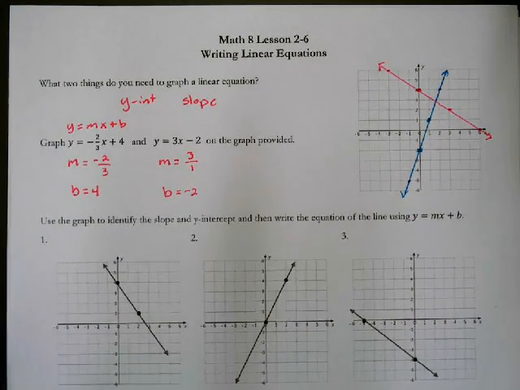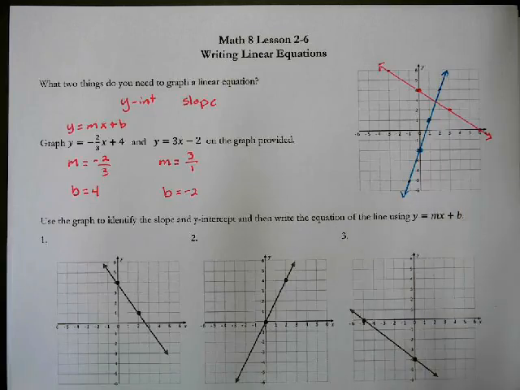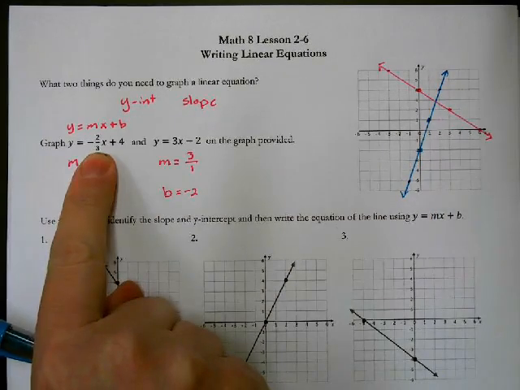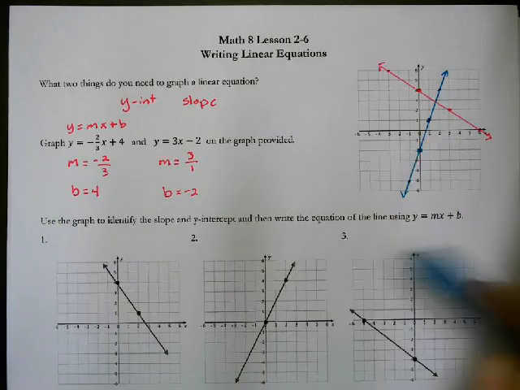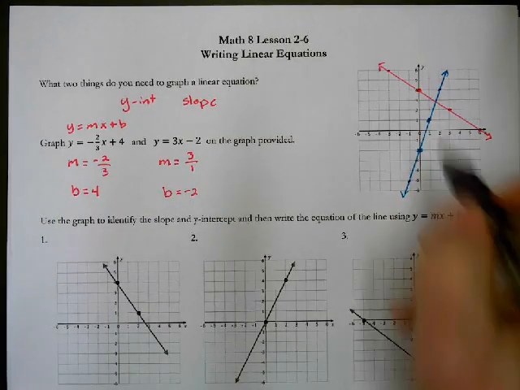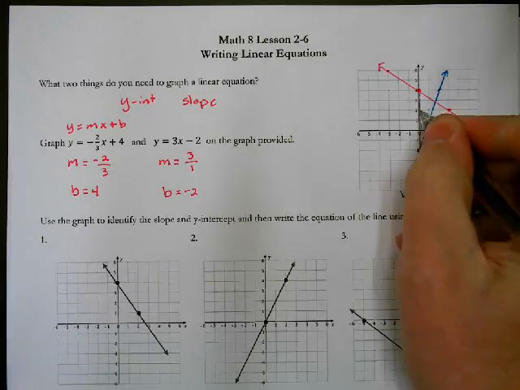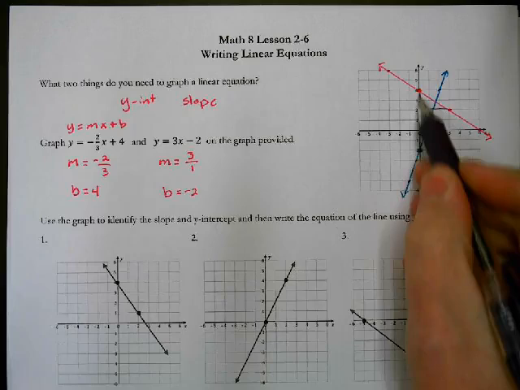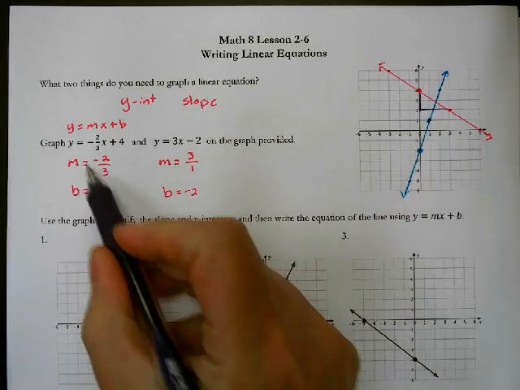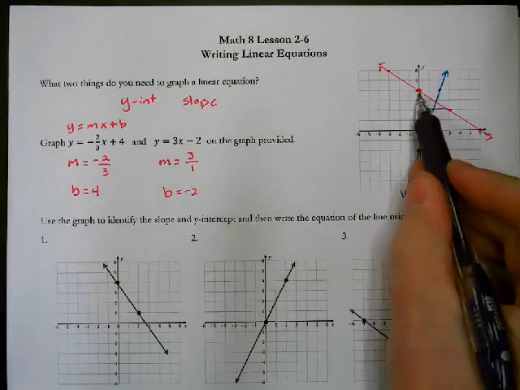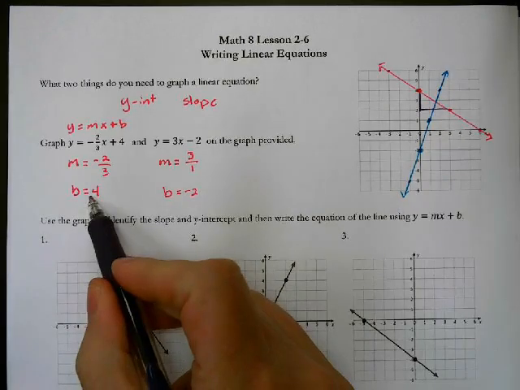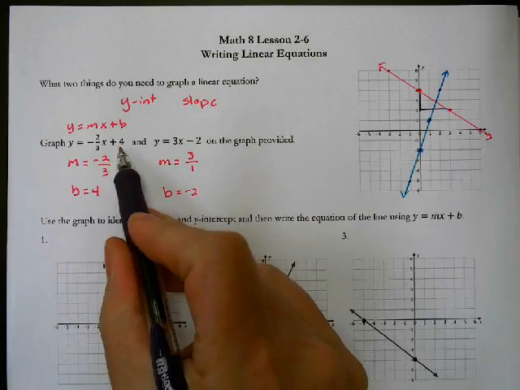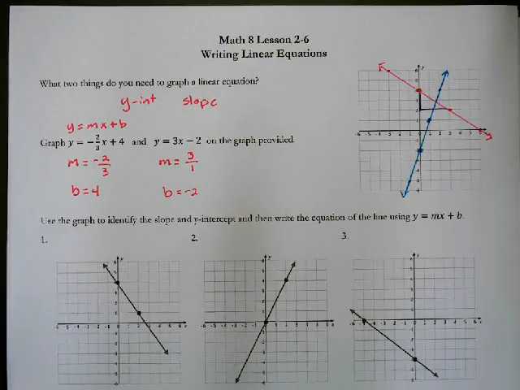So now I want to work backwards. I want to say, okay, I've got the graph. How do I work my way back to the equation? Well, if we wanted to work backwards, say for instance with this one, we would find the slope. It's going down 2 over 3, so the slope is negative 2 over 3. We'd find the y-intercept, which is 4, and then we plug the slope and the y-intercept into y equals mx plus b.